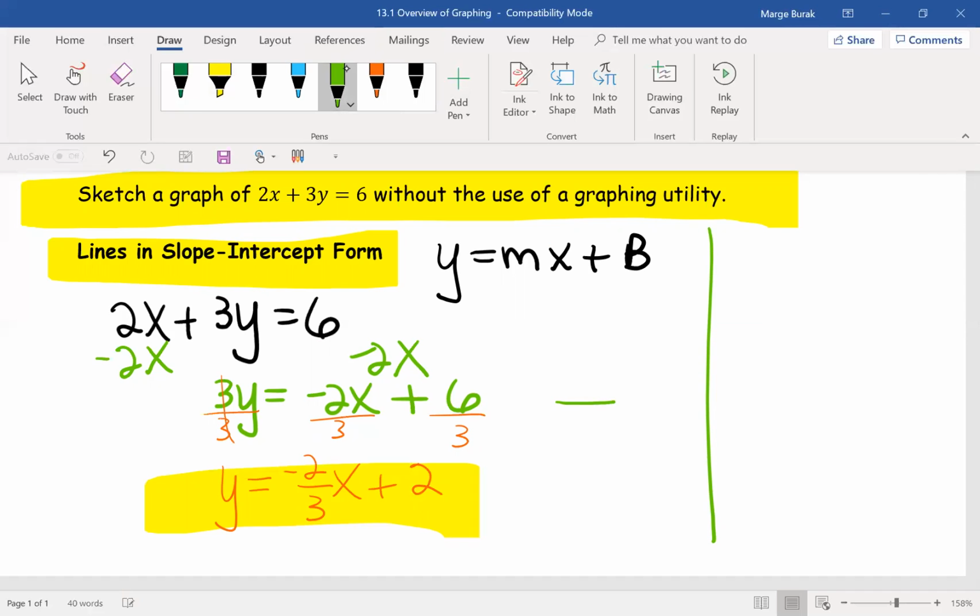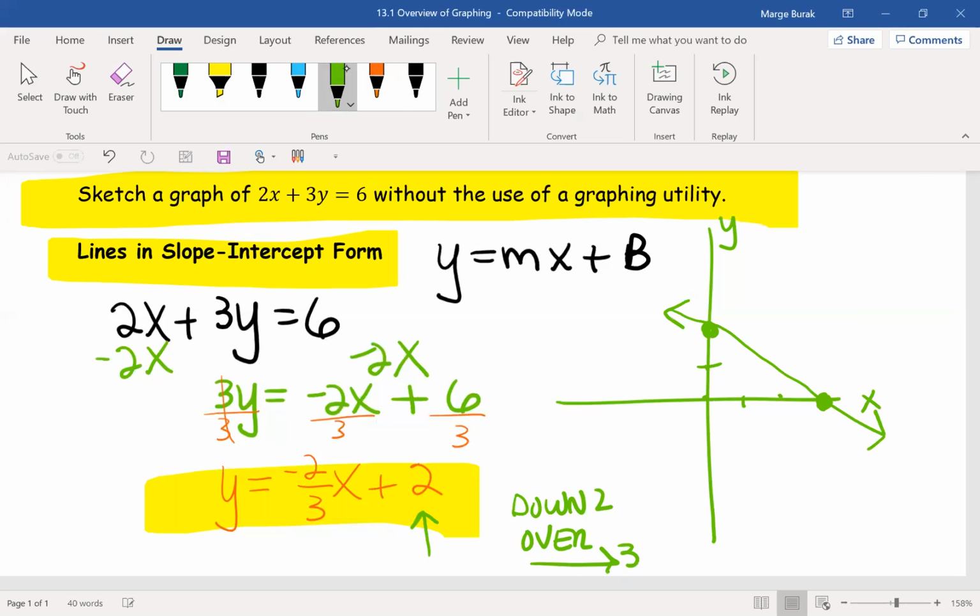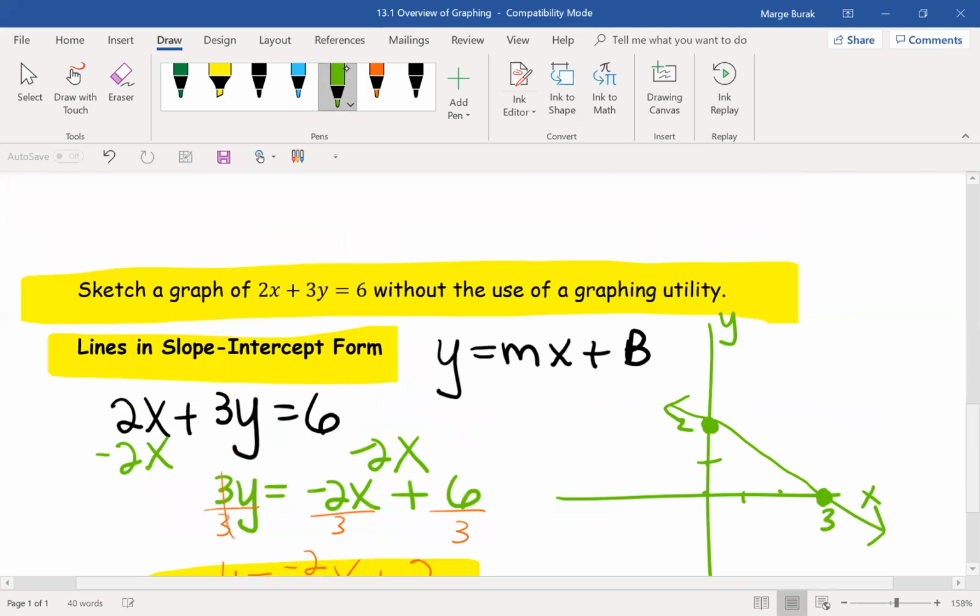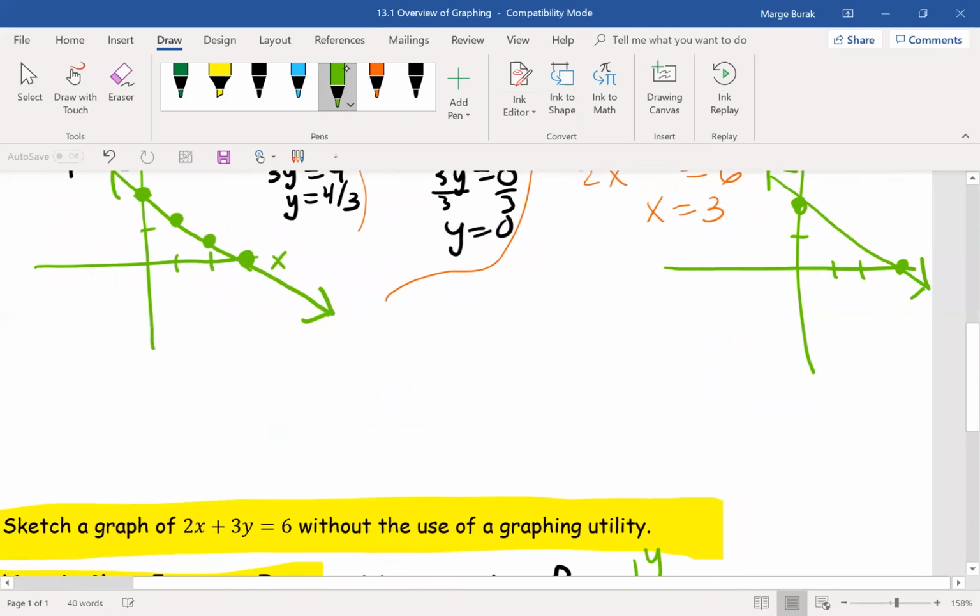Now, this is in slope-intercept form. So let's go to the graph. Same equation, should be the same graph. We're going to start at x equals 0, and our y-intercept is 2. So we're going to start at 2, and the slope is negative 2/3, which means I go down 2 over 3. So down 2 over 3, sure enough. See, I have the same line as the other two. They're all the same line.